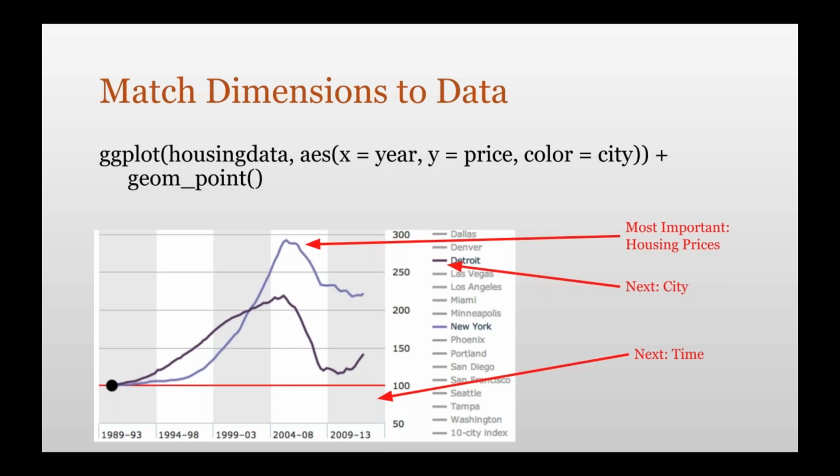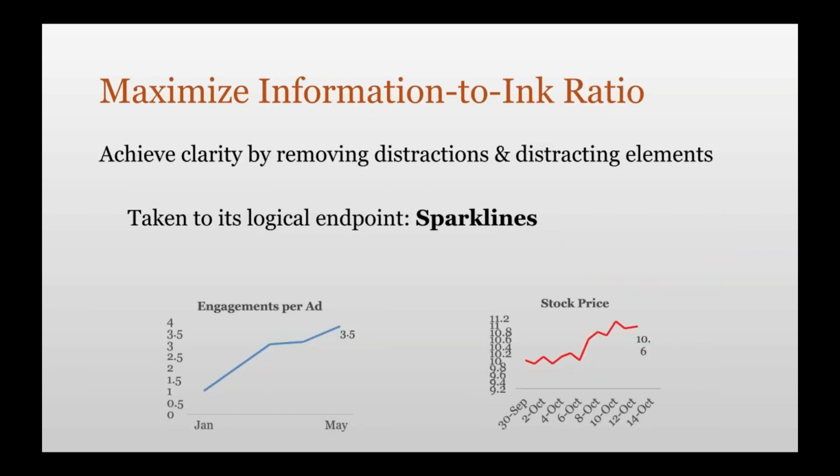And using a grammar-based graphing package, you're able to simply point to those measures and say, I want my x-axis to be year, I want my y-axis to be price, and I want to color my data by city.